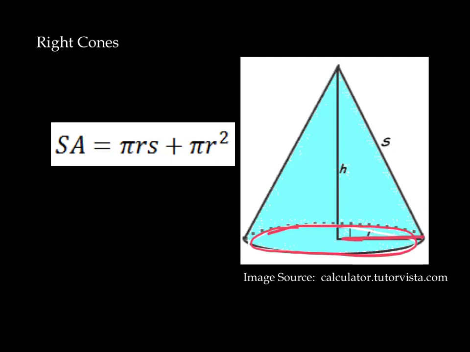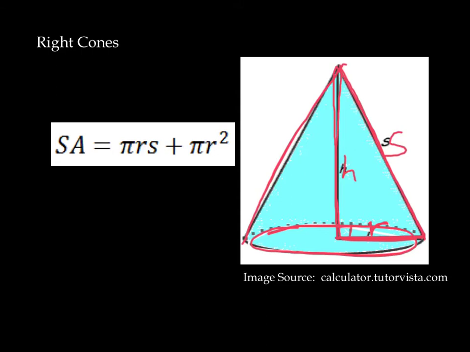That base has a radius. And it stands straight up. So the height goes right down the middle. And we notice, just like with pyramids, we end up with an interesting little triangle. That's a right triangle, where our R, our radius, our height, and our slant height all correspond to sides of the right triangle.